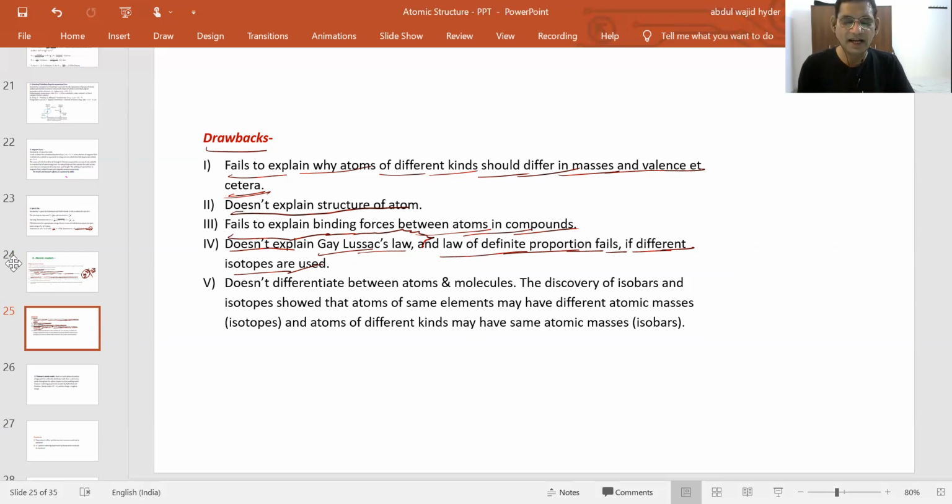Now, this Dalton's atomic model does not differentiate between atoms and molecules. The discovery of isobars and isotopes showed that atoms of the same element may have different atomic masses, and atoms of different kinds may have the same atomic masses. You will be studying this point again in isotopes, isobars, and isotones. So this was about the drawbacks of Dalton's atomic model.